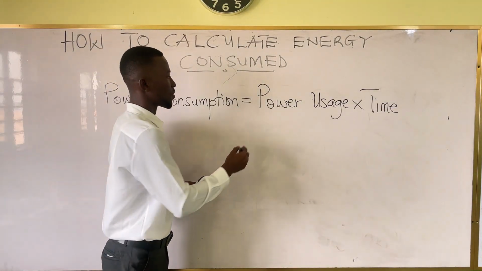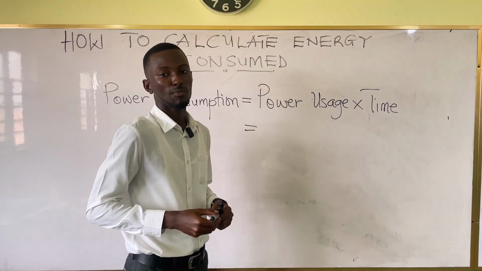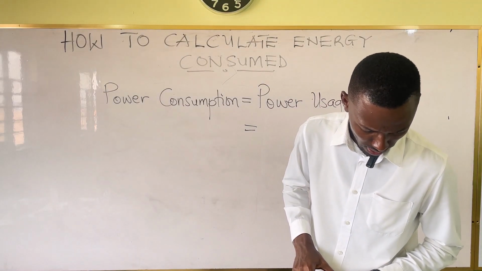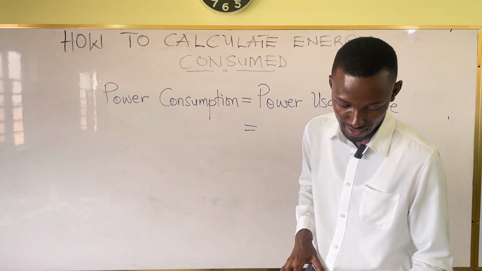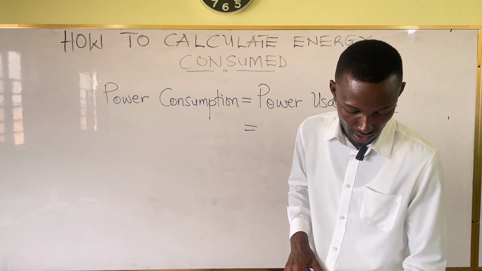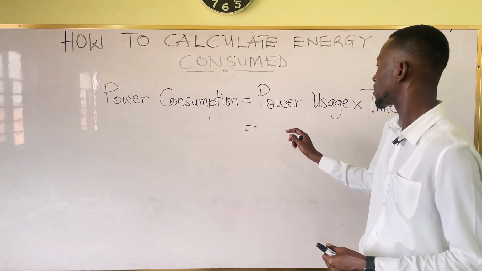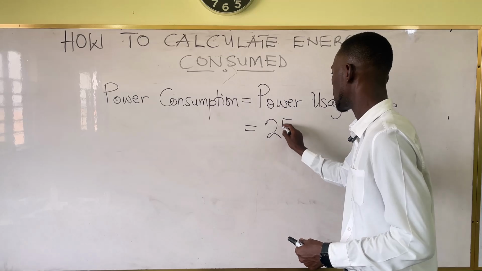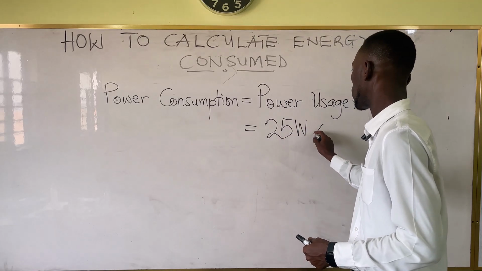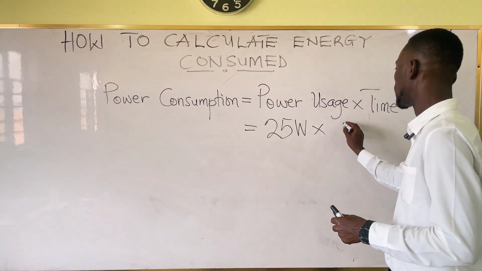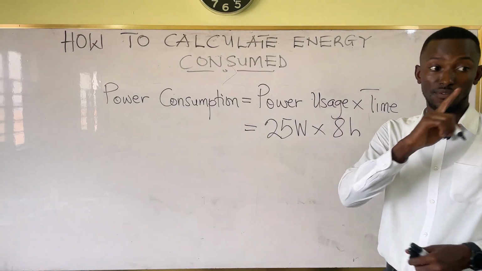According to the question that we have, what is the power usage of the bulb? Is it a bulb fan? The light. Okay, LED light bulb. What's the power usage? 25 watts. What is the time? 8 hours every single day.